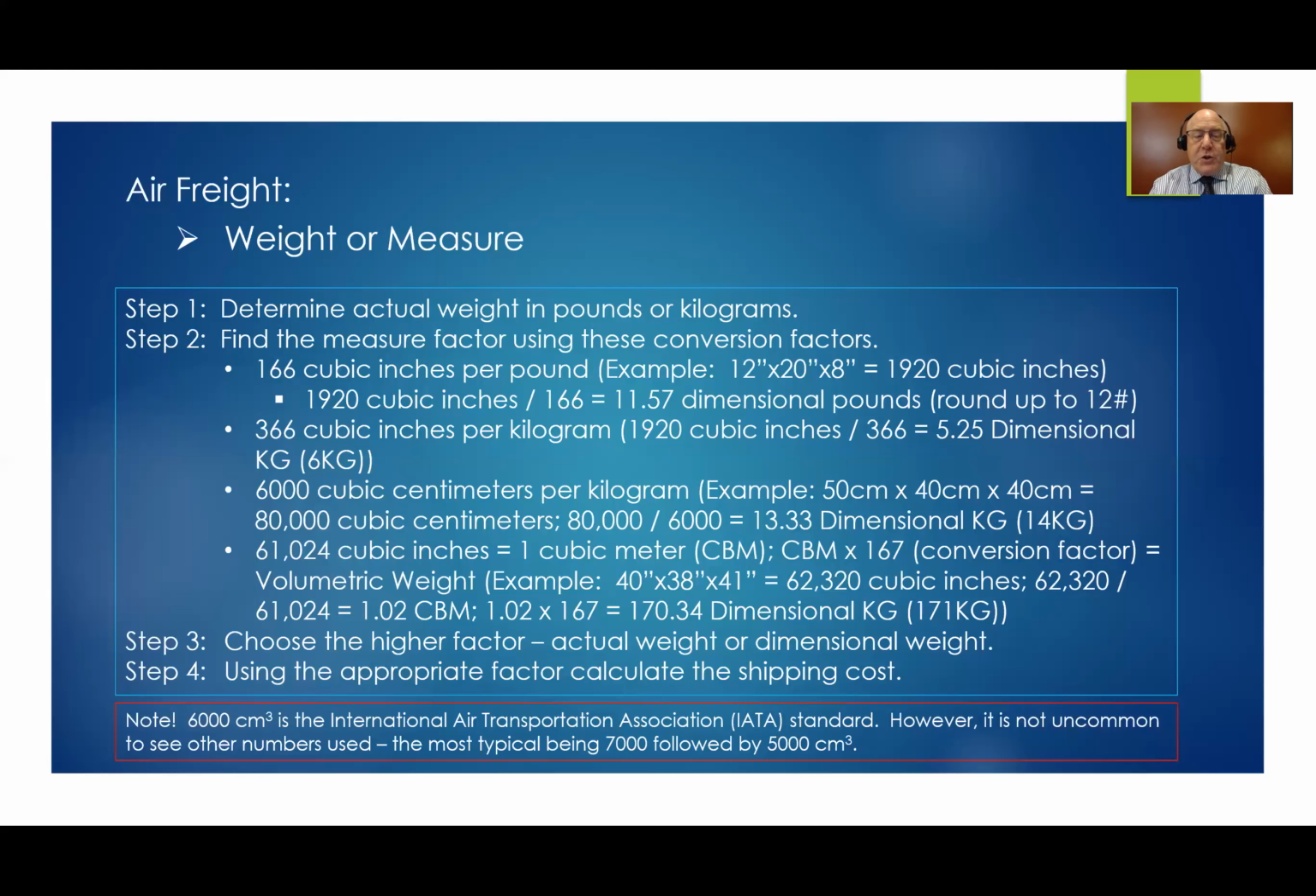Then in step 3, we choose the higher factor, either the actual weight or dimensional weight. Step 4, you use the appropriate factor and calculate the shipping cost. So simply, you have to figure out what is the applicable conversion factor to use given the information that you have, and then work it out.